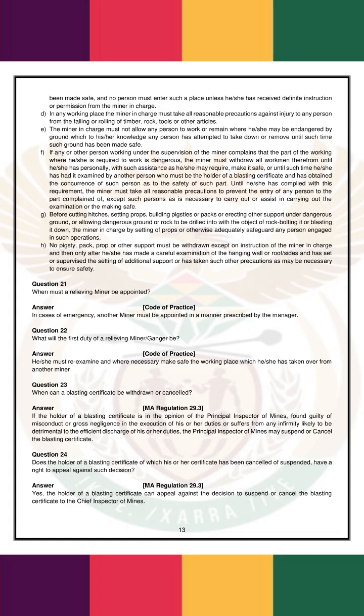Question 23. When can a blasting certificate be withdrawn or cancelled? Answer. If the holder of a blasting certificate is, in the opinion of the Principal Inspector of Mines, found guilty of misconduct or gross negligence in the execution of his or her duties, or suffers from any infirmity likely to be detrimental to the efficient discharge of his or her duties, the Principal Inspector of Mines may suspend or cancel the blasting certificate.